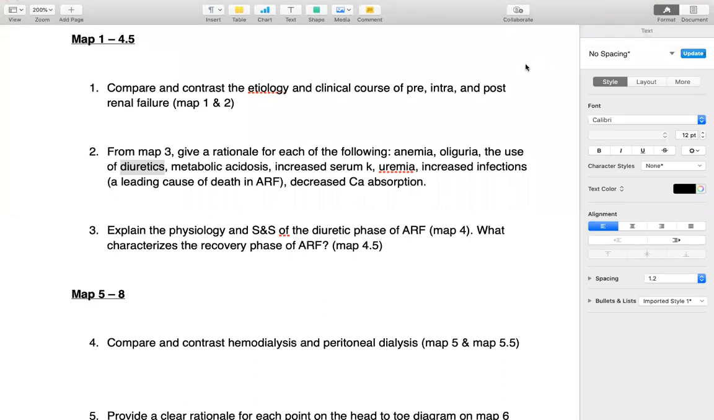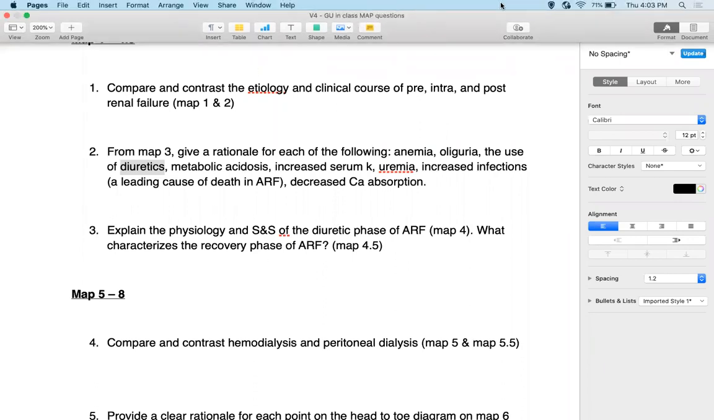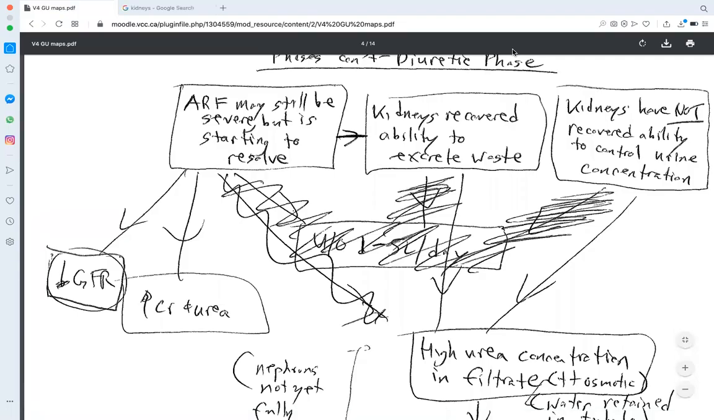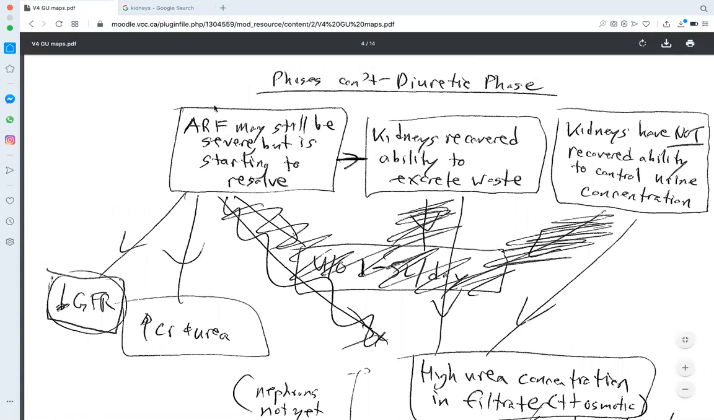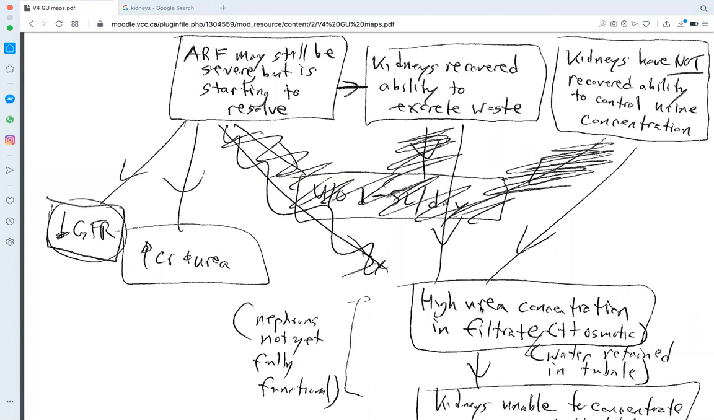Okay, finally, just looking at the diuretic phase and the recovery phase of acute renal failure. Just kind of want to do a quick overview of those phases, and I think we'll just go to our concept maps for that. The key points of the diuretic phase are pretty clear in this diagram. The acute renal failure may be starting to resolve. You still have issues with GFR, you still have issues with creatinine and urea, but some waste is being excreted. Lots of fluids are being excreted, so filtrate's getting through, and this is good.